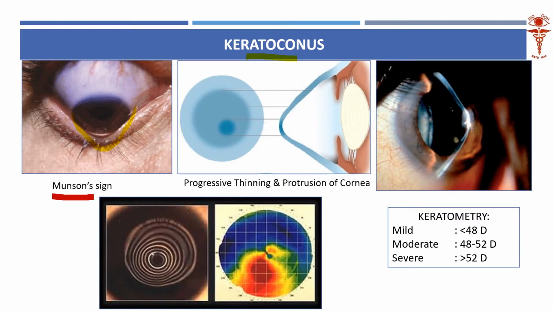This conical protrusion makes the anterior chamber very deep, and then the person will develop myopia. And because of this abnormal curvature, the person is going to develop astigmatism. So the question will be, what refractive error will the patient suffer from? The refractive error of a keratoconus patient will be high myopic astigmatism, very high values.